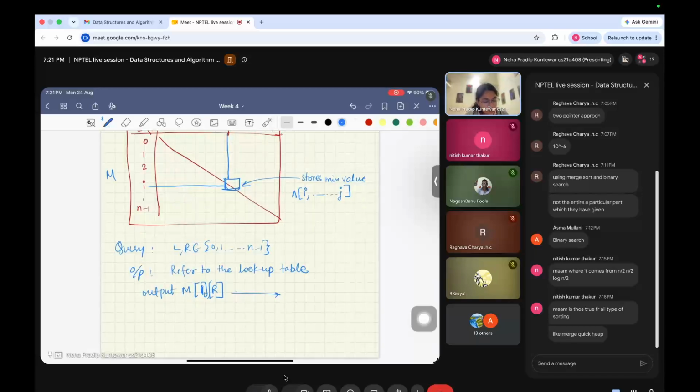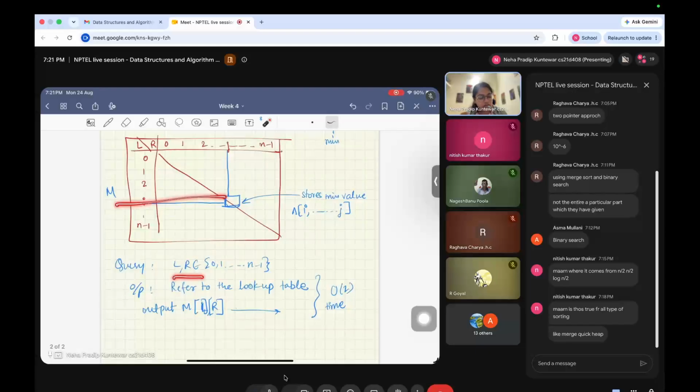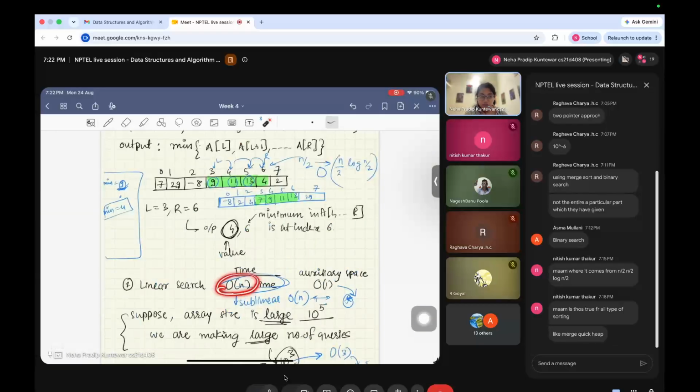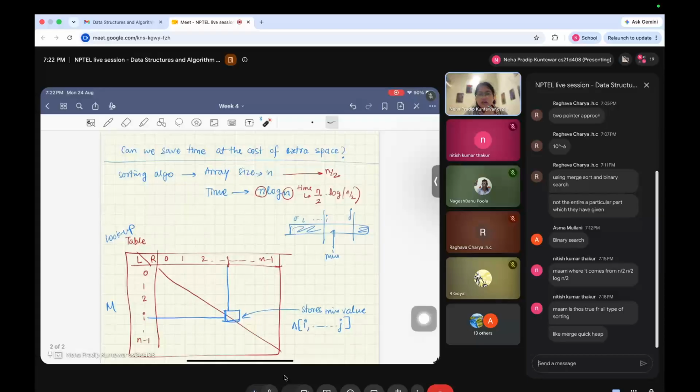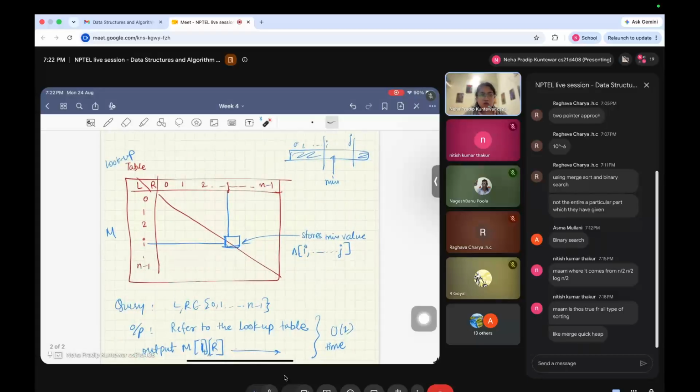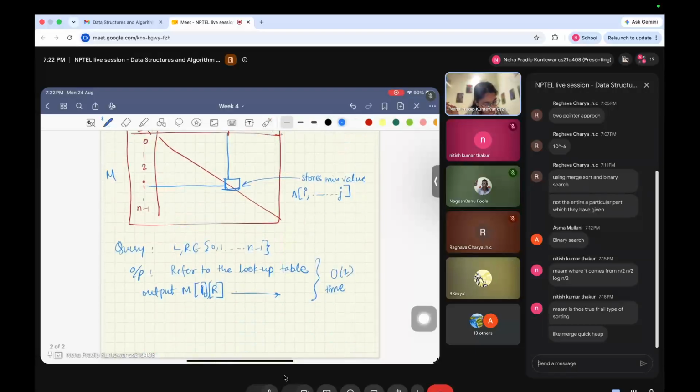Okay, so this is just an order one time algorithm. Given L comma R, it will just look at that entry, look at the value and output that. That's all. So from order n time, you have reduced it all the way down to order 1, but at the cost of space. So how much auxiliary space did we use? Of the order of n square. Correct. So you're doing order n square space.